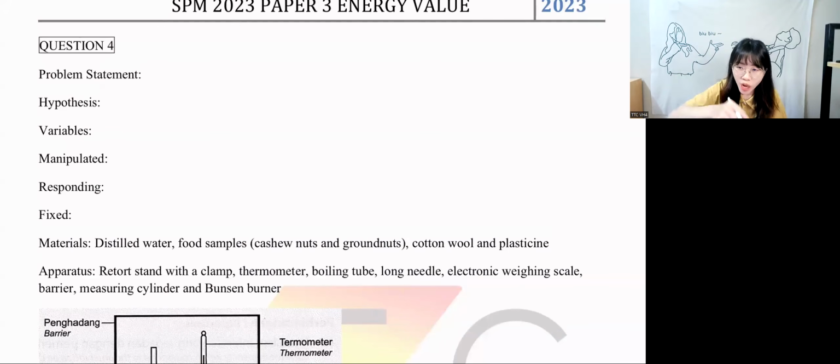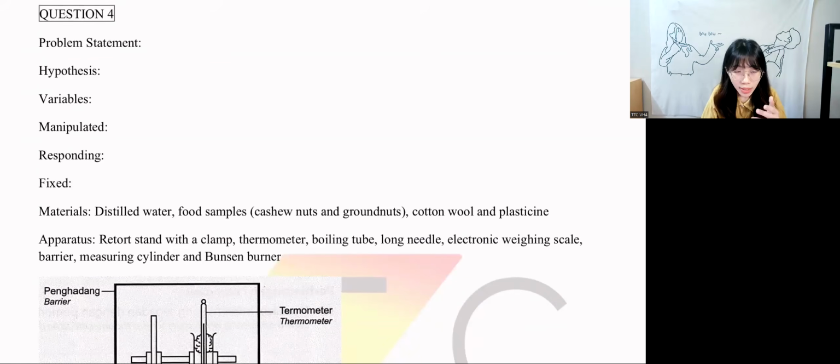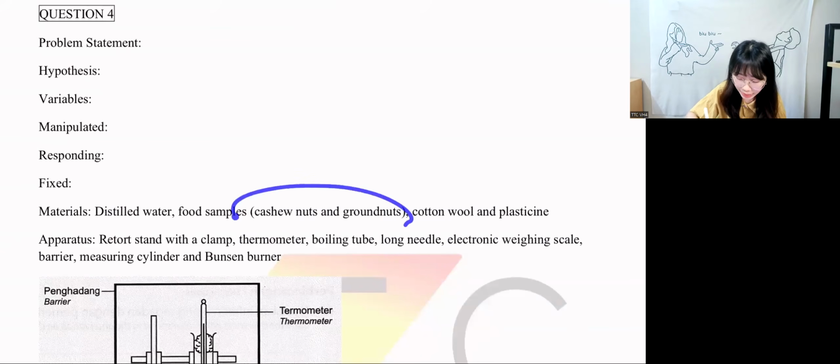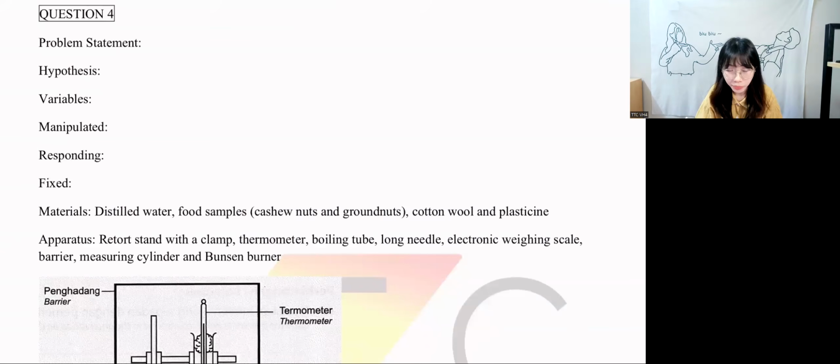We have to say which type of food has the highest or lowest energy value. The apparatus and material they give you only have two nuts: a cashew nut and ground nuts. If you don't know how to write your problem statement, you can write: does cashew nut have the highest energy value, or does ground nut have the highest energy value?